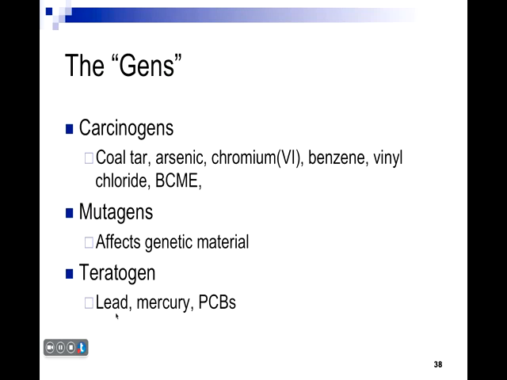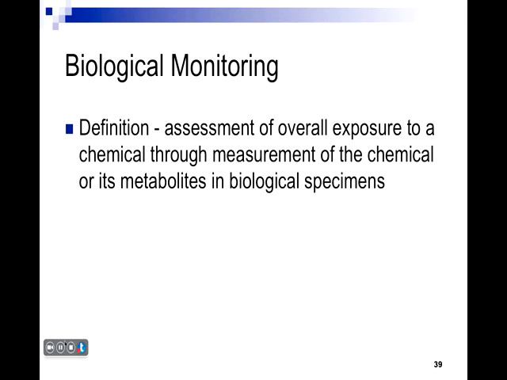I'm going to have a couple more chemicals here just to give you some examples. I call them the gens: carcinogens, mutagens, teratogens. Things that cause cancer are carcinogens like coal tar, arsenic, hexavalent chromium, benzene, vinyl chloride, bischloromethyl ether, which I mentioned in a few slides earlier. Mutagens, these are things that affect the genetic material. Teratogens cause birth defects. Something like lead, mercury, PCBs are all known to cause birth defects.